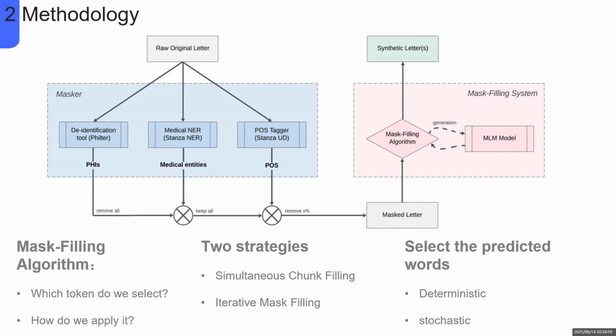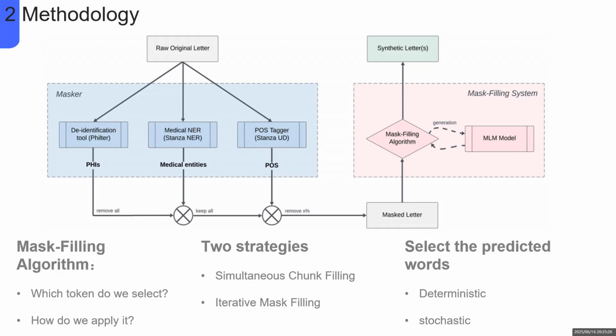Now let's talk about the mask filling system, which has two parts, the MLM model and the filling algorithm. We use Bio_ClinicalBERT, a pre-trained medical language model based on BERT. Given a sentence with masked tokens, it predicts likely replacements, and we use these predictions to complete the text.